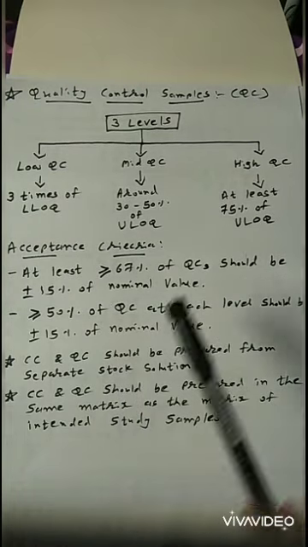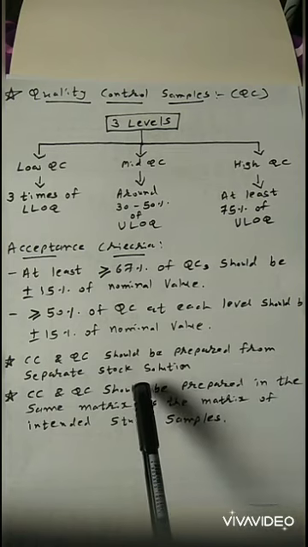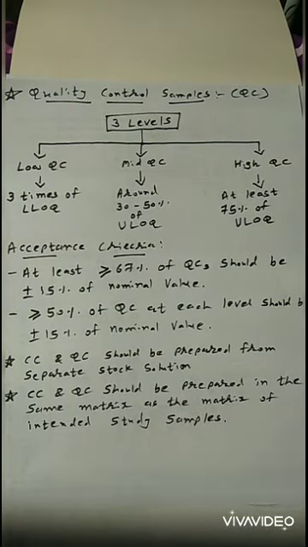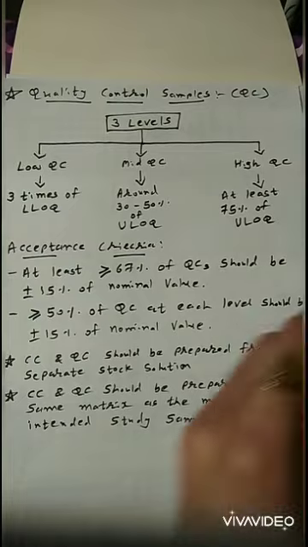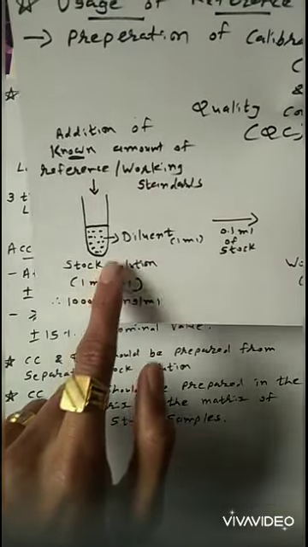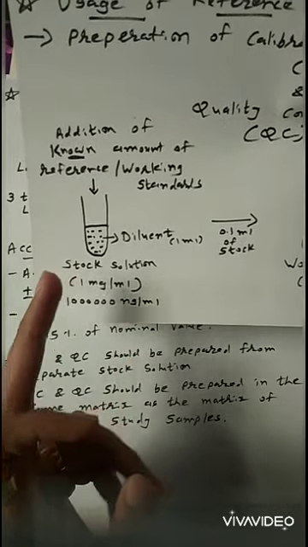Now, calibration curve and QC sample should be prepared from separate stock solutions. So we should use separate stock solutions for preparation of quality control sample and calibration curve sample. I previously showed you how to prepare the stock solution. So we should prepare 2 stock solutions like this, one for the calibration curve and another for the quality control sample.